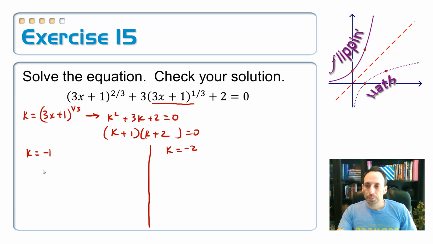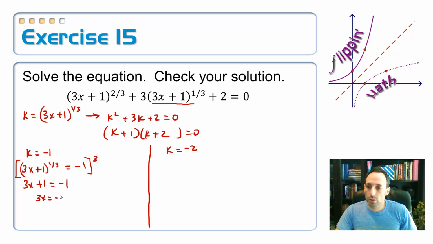On the -1, over there on the left-hand side, it's not really k, it's supposed to be 3x plus 1 to the 1/3 power. So I'm going to put that back in. 3x plus 1 to the 1/3 power should be equal to -1. Now I have just a regular radical equation. I get rid of that radical by raising both sides to the 3rd power, 3/1, to cancel it out. And I would have 3x plus 1 is equal to -1 to the 3rd power stays -1. Subtract the 1 over. 3x is equal to -2, so x is equal to -2/3.